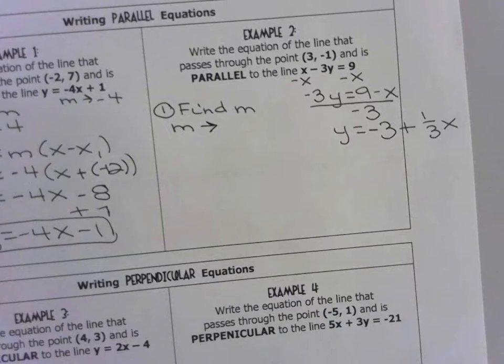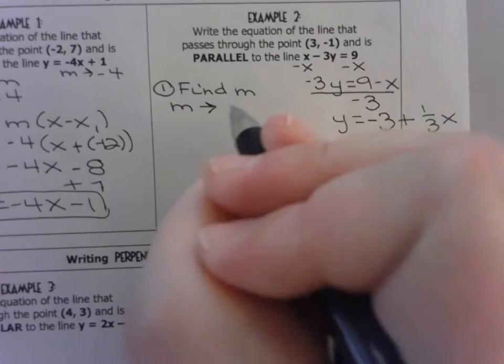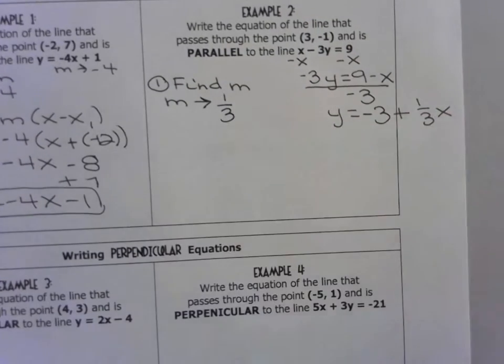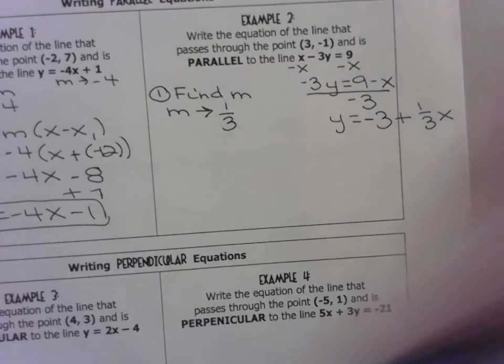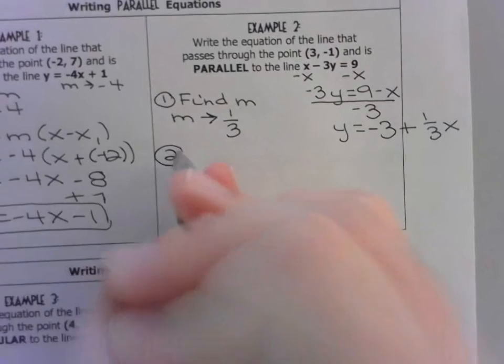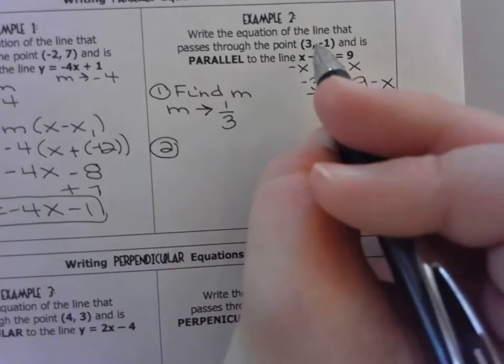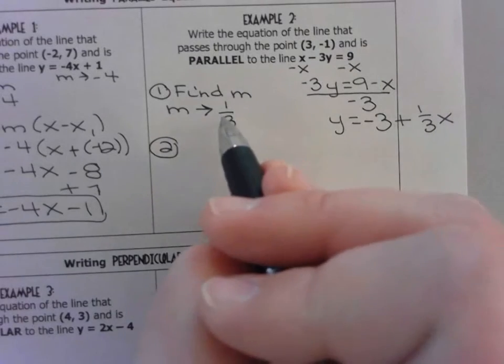If the equation I'm trying to write is parallel to this line, I know the slope of the equation I'm trying to write will be 1/3. Since they are parallel, I know my slopes are the same. So find the slope of the equation they give you, and then the slope of the line I'm trying to write will also be 1/3. Now, I know a slope and I know a point. So what do I do to write the equation if I know a slope and a point?